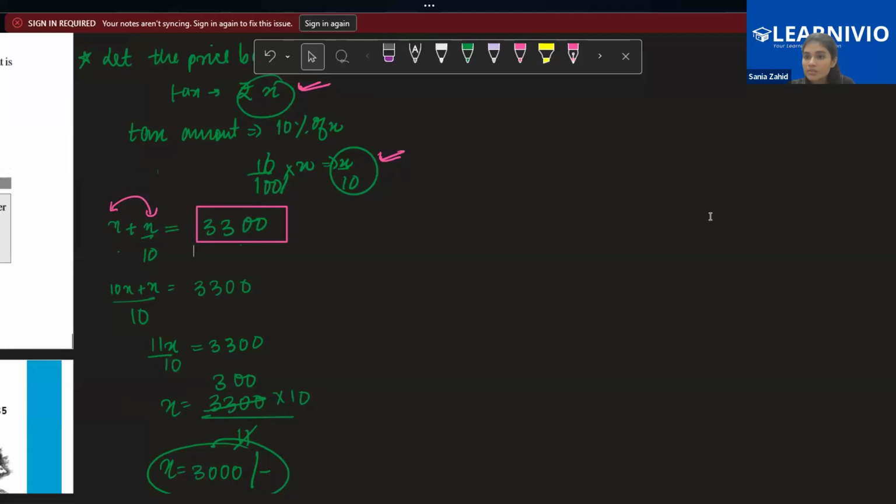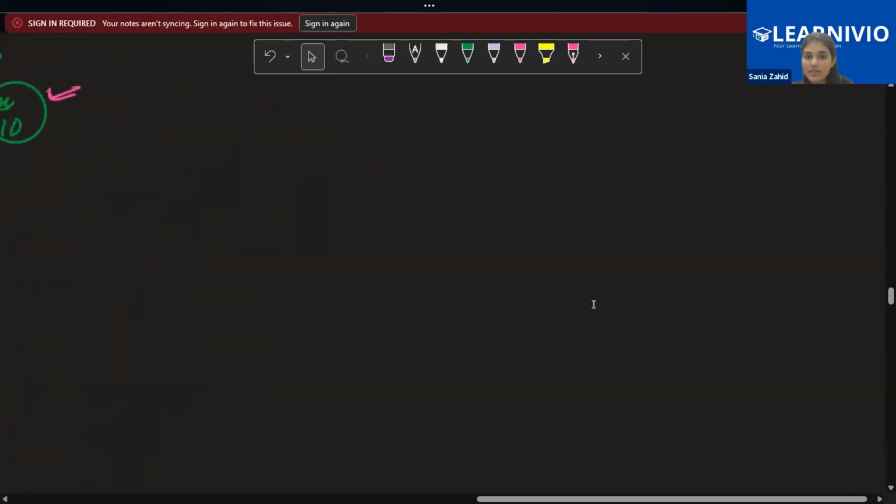Others, did you all understand? Yes, Shubhani. Ma'am, can we just directly do like 10% of X is equal to 3300? No, no, no. 10% of X is not 3300. 10% of X is 300. 10% of the original amount is a very small amount. Okay, you have to add the tax, see, look at the concept here.